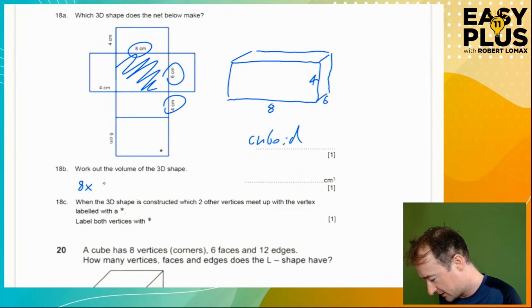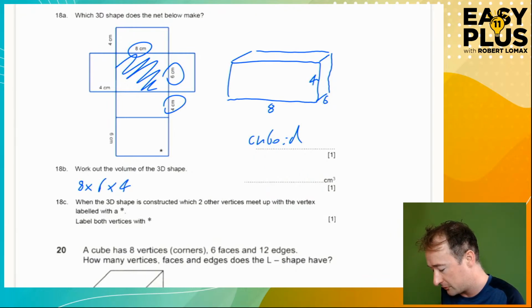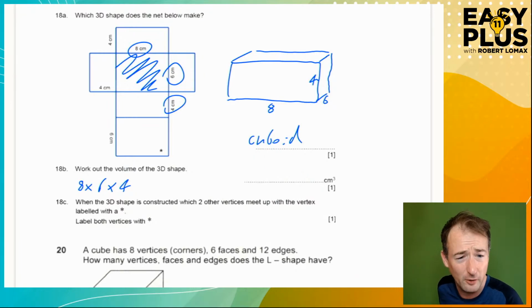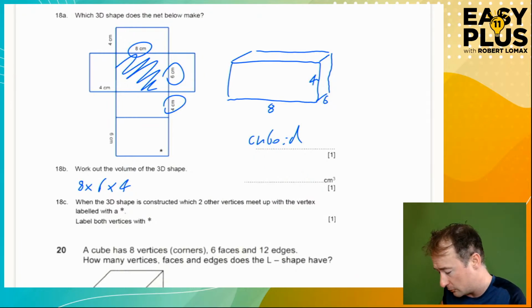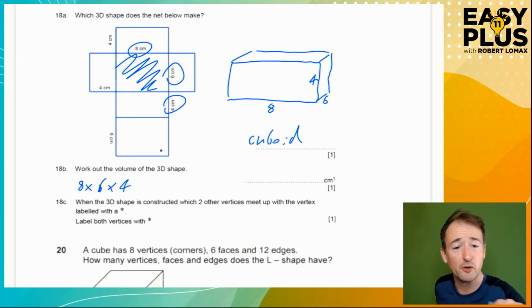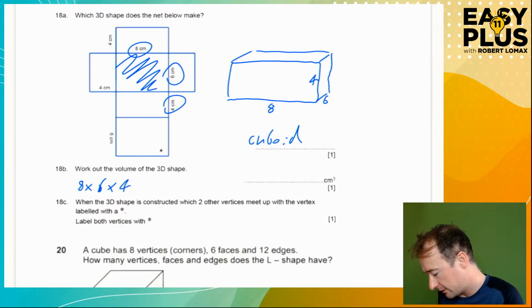So 8 times 6 times 4, which could also be 8 times 4 times 6, could be 4 times 6 times 8, and so on. Okay, you can do multiplication in any order. It really doesn't matter. So you don't need to remember width times depth times height. You just need to remember to multiply the lengths together. That's it. 8 times 6 times 4.